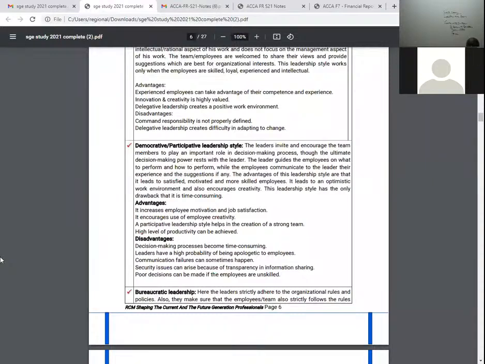Decision-making processes become time-consuming, right? This second point is not very clear. Communication failures can sometimes happen, because you are getting information from so many quarters. Security issues can arise because of transparency in information sharing.